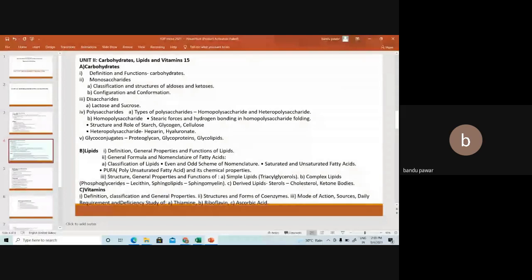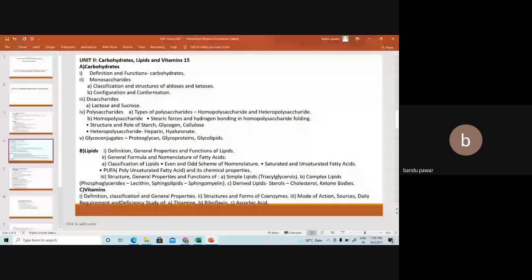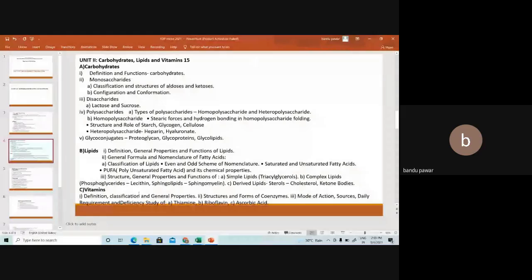Lipids: definition, general properties and functions of lipids. Lipids are non-polar biomolecules. In lipids, saturated and unsaturated fatty acids are present, or lipids can be classified into saturated and unsaturated fatty acids. And what is the criteria to classify fatty acids into saturated and unsaturated?